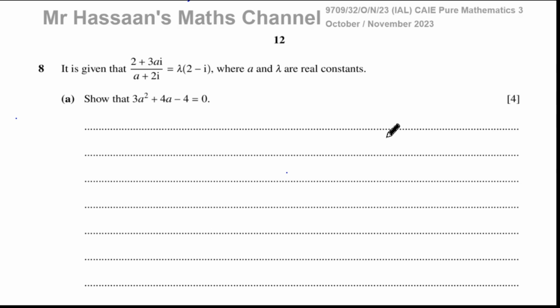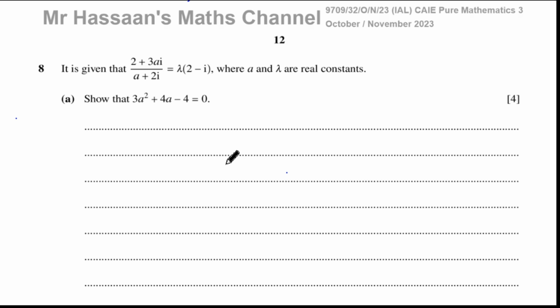In question A, we're told it is given that (2a + 3ai) over (a + 2i) is equal to lambda times (2 minus i), where a and lambda are real constants. Show that 3a squared plus 4a minus 4 is equal to 0.